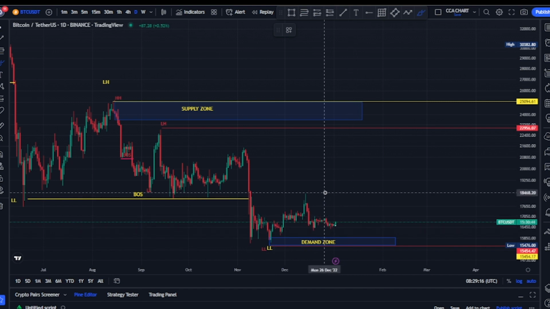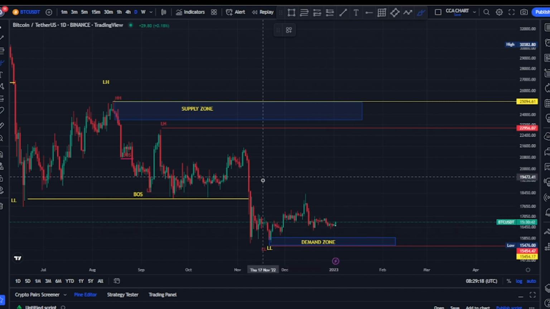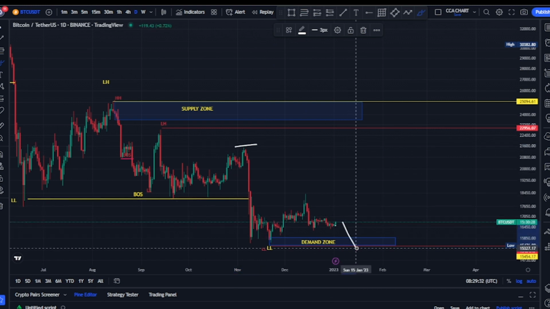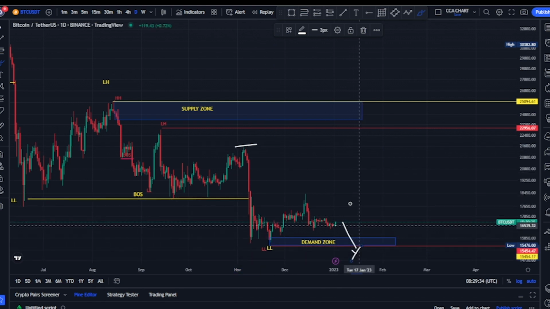But for us to be sure that we're in a pullback phase, we need price to break this swing, because it was actually this swing that gave us this lower low. But currently, as long as price has not broken this swing, or as long as price has not traded above this swing, we should expect more break of structure to the downside, because price is still in an impulsive phase. So our major structure is still in an impulsive phase.